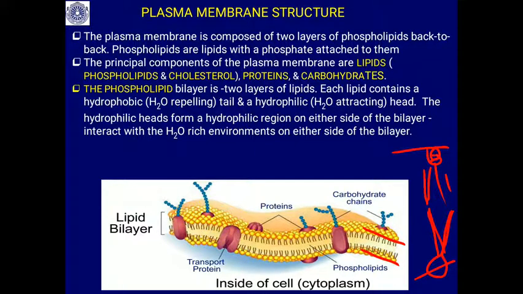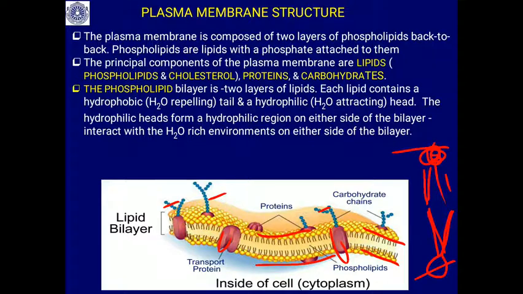Phospholipids are lipids with a phosphate head. This is the phosphate head, and attached to it are the tails. The principal components of plasma membranes are the lipids, phospholipids and cholesterol. These are the major lipid constituents of the plasma membrane, and also you will be able to see here, the phospholipids are forming the main backbone of the membrane. Then in between you will find the proteins inserted, and also you will find the carbohydrates. So, it is a two layer lipid.